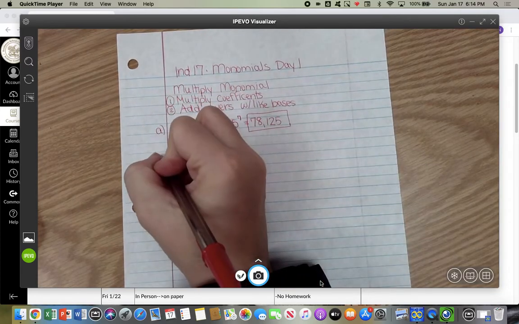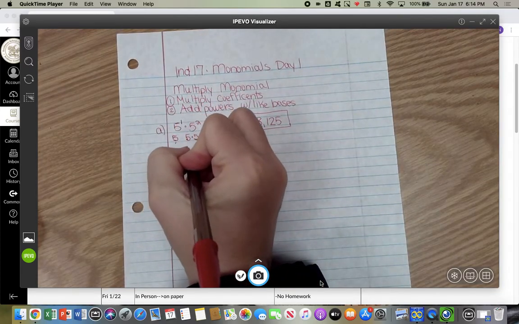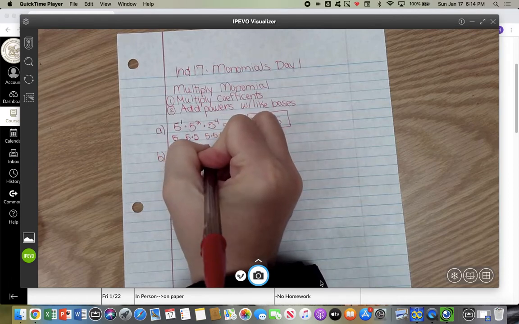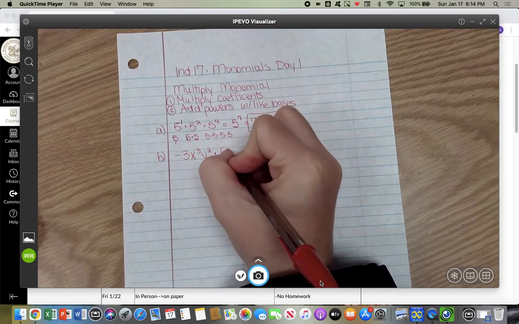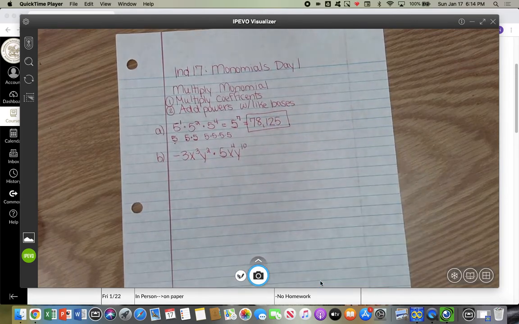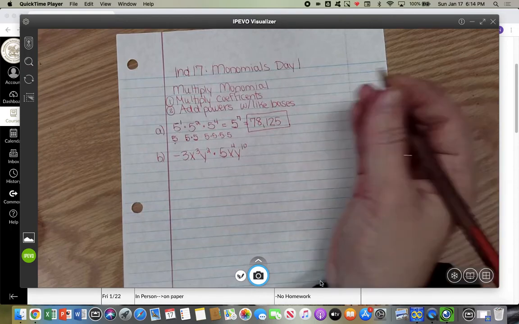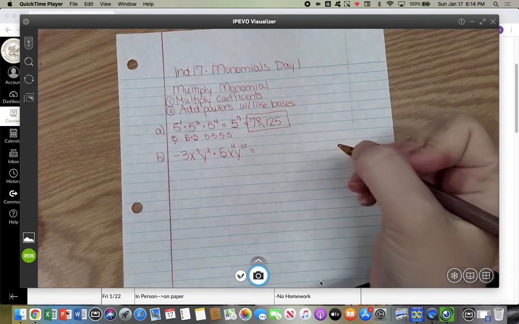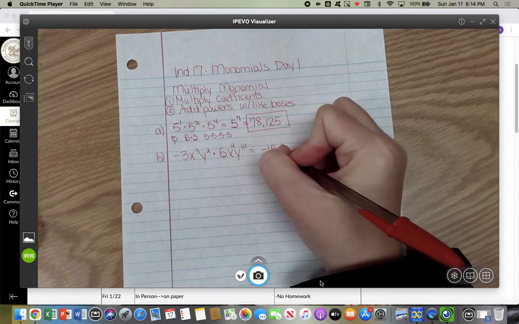Now, the next example I have is if we have some monomials, some terms being multiplied together. And this time we have coefficients and we have variables. So in this case, the negative 3 and 5, we're going to multiply those together because they are the coefficients, because they don't have a power with them and they don't have like bases. So we multiply those. We have negative 3 times positive 5 gives me a negative 15.